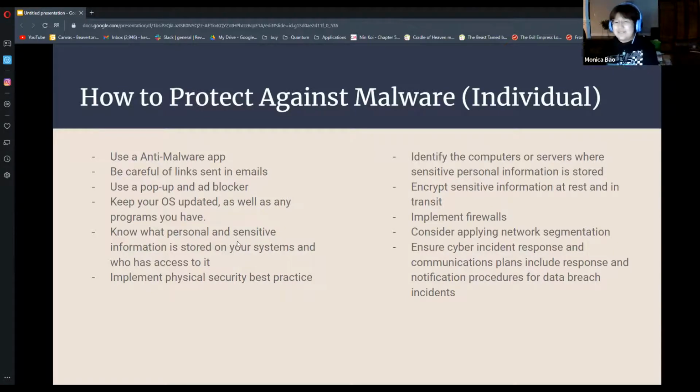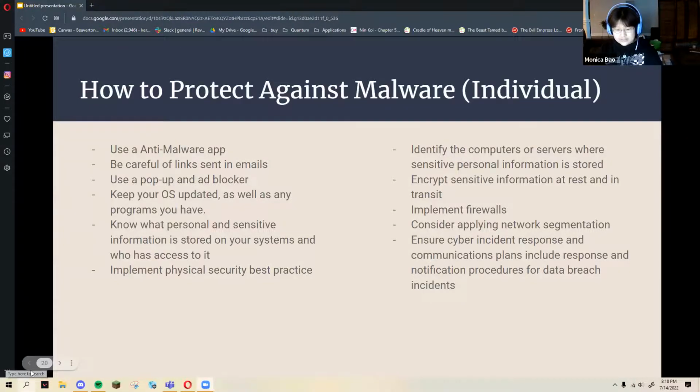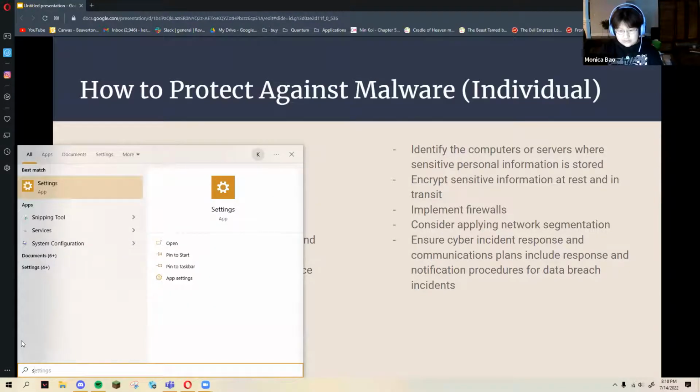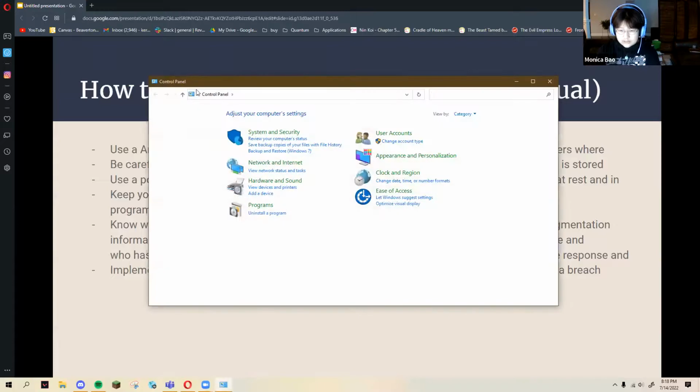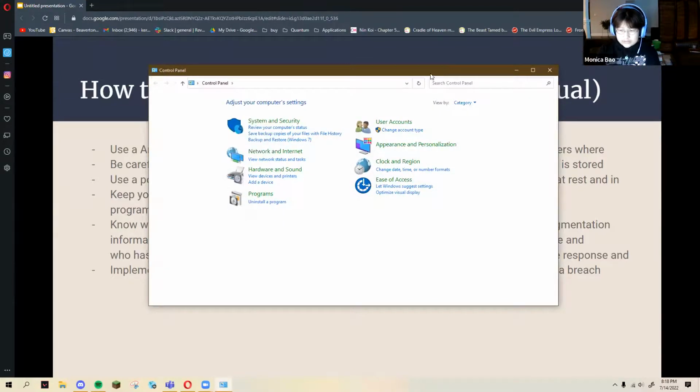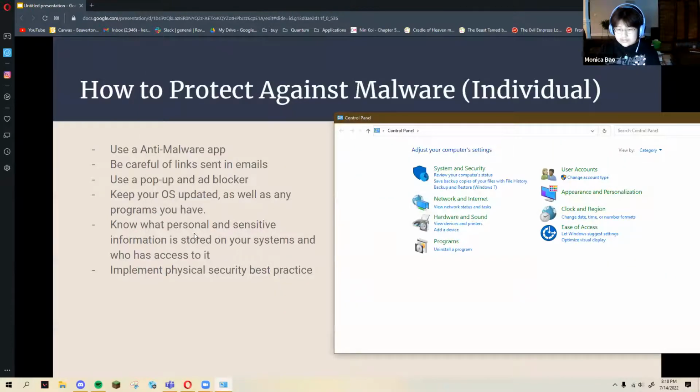Know what personal and sensitive information is stored on your systems and who has access to it. I might have to share my whole screen for this. Hold on, I'll show a real life example. I don't know if you can see this, but if you go to the control panel, some of this could be user permissions. Sensitive information can be on different levels. If you only want yourself to access a file, you can set the permissions to that.